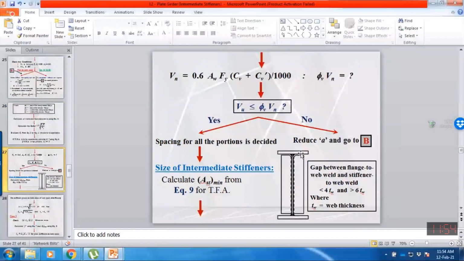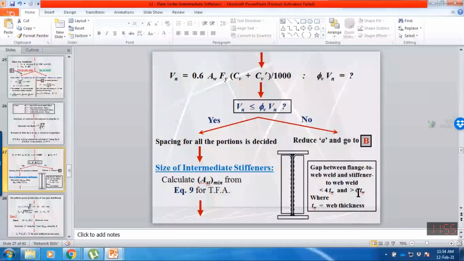But the intermediate stiffeners start from the bottom face of the top flange, and we cut or discontinue them at a certain distance from the bottom flange. So we provide a gap between the bottom flange and this stiffener, and the gap is between 4 times the thickness of the web to 6 times the thickness of the web.